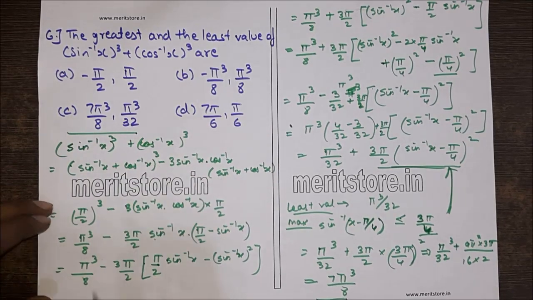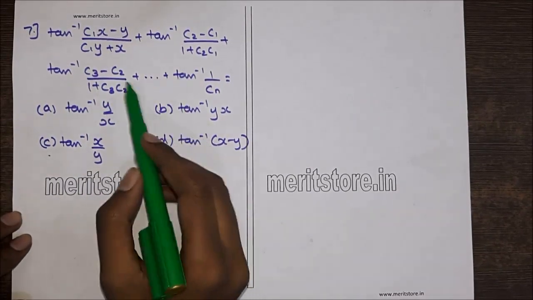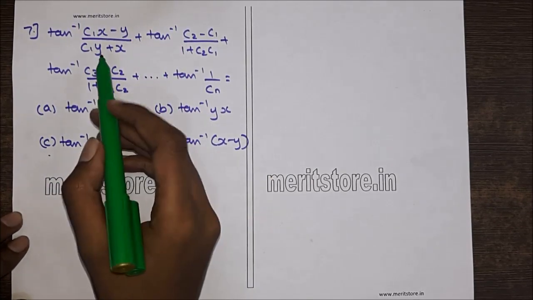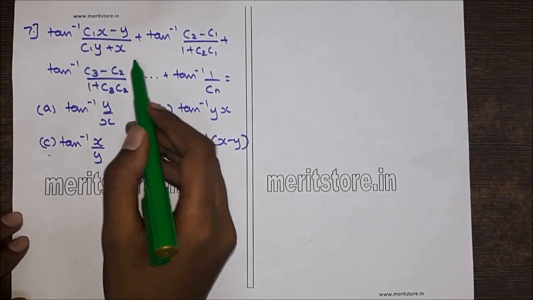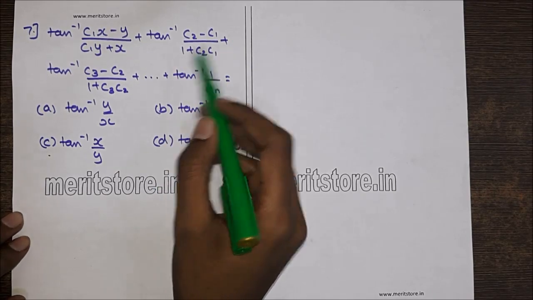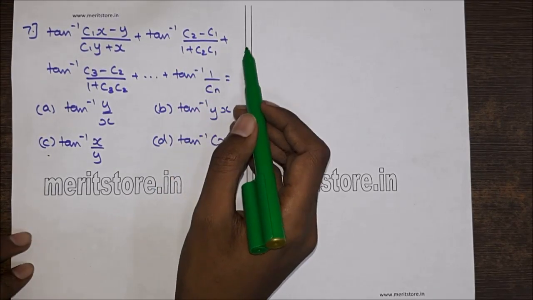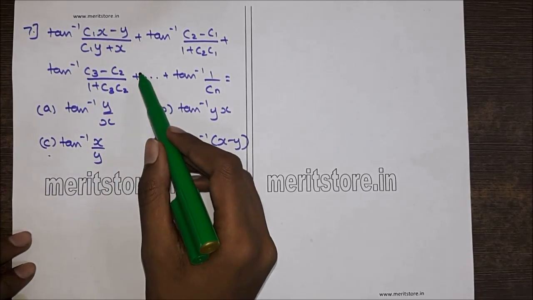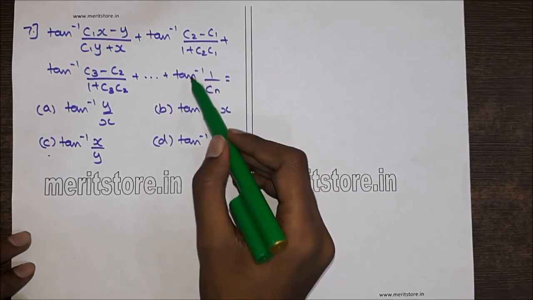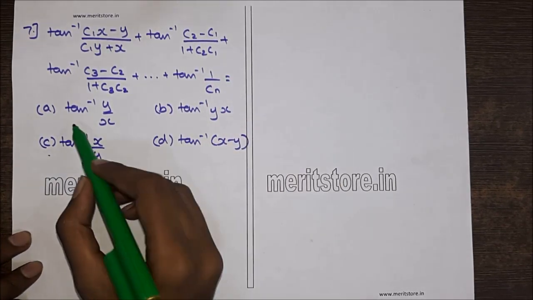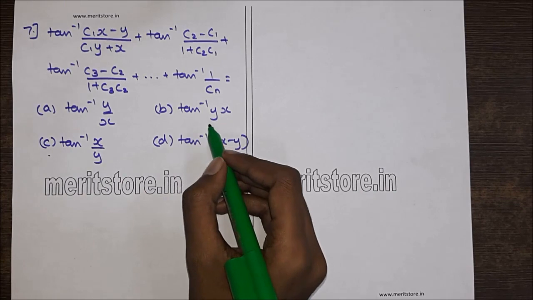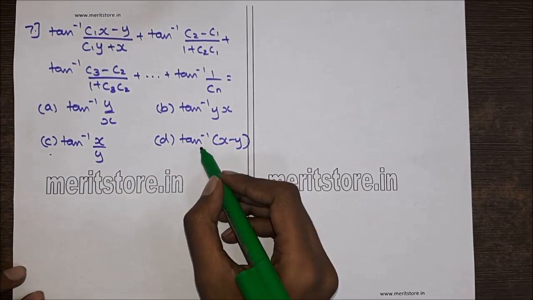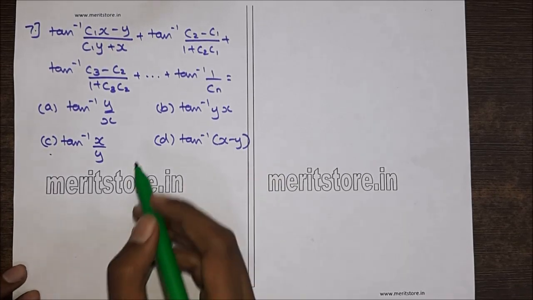option C. We need to simplify this expression, that is tan inverse of c1 x minus y upon c1 y plus x plus tan inverse of c2 minus c1 upon 1 plus c2 c1 plus tan inverse of c3 minus c2 upon 1 plus c3 c2, and so on and so forth until tan inverse of 1 by cn. The options are tan inverse of y by x, tan inverse of yx, tan inverse of x by y, and tan inverse of x minus y.